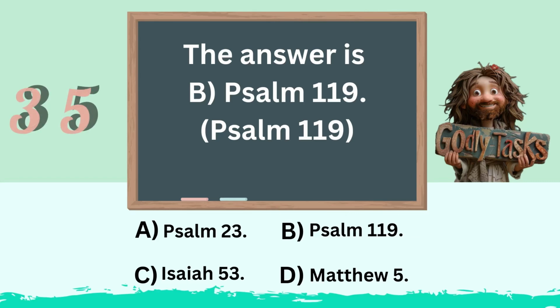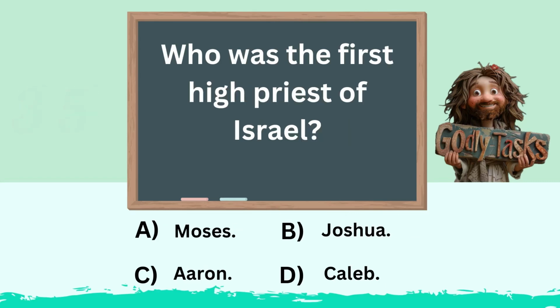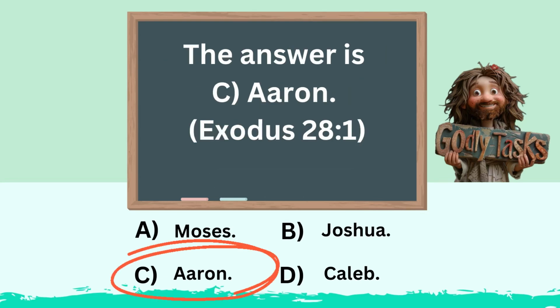Question 35. Who was the first high priest of Israel? A. Moses. B. Joshua. C. Aaron. D. Caleb. The answer is C. Aaron, Exodus 28:1.